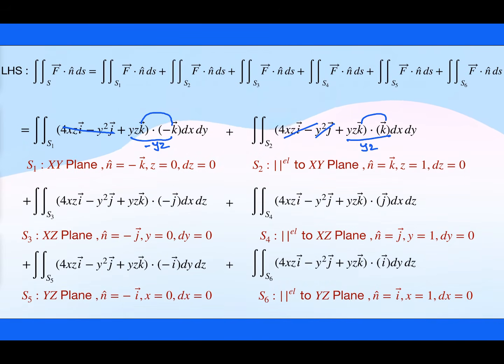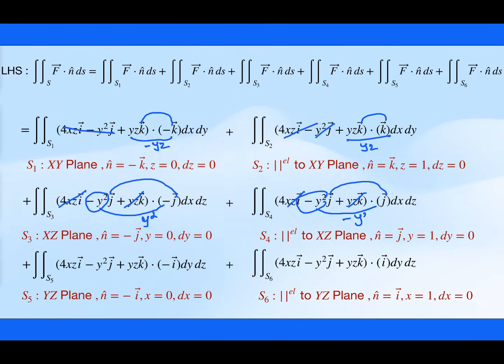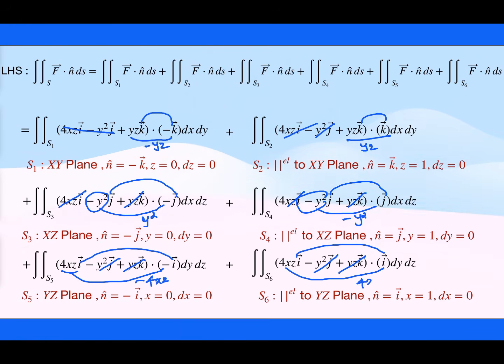And when you go with minus j, again these two will not come, so j dot j becomes 1, so you have minus y square into minus 1, which is going to be plus y square. And here again these two will not come, so j dot j is 1, so minus y square into 1 becomes minus y square. And when you get into S5, j and k won't come, so you have i dot i becomes 1, so 4xz into minus 1 becomes minus 4xz. Again here you have only i dot i, that is 1, so you get 4xz into 1 becomes plus 4xz.